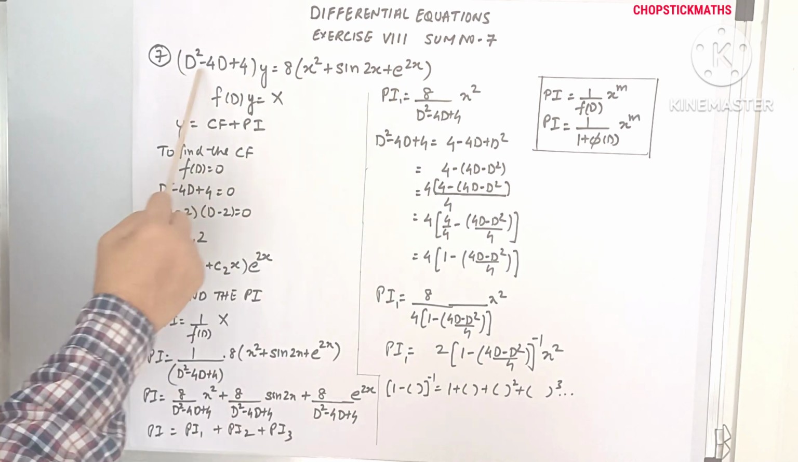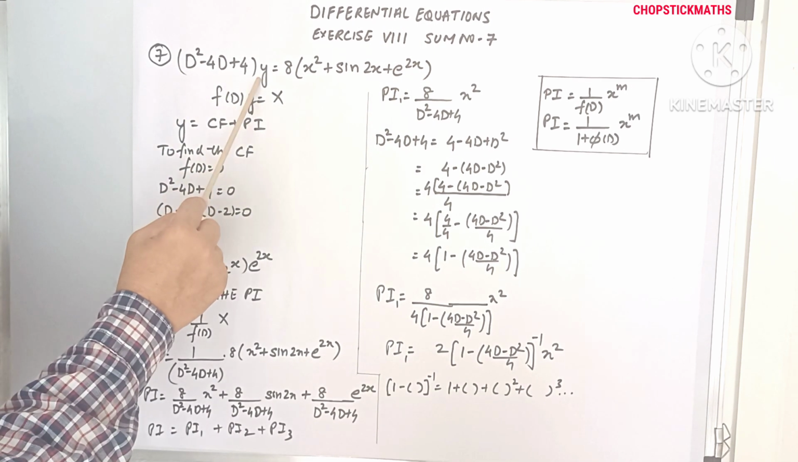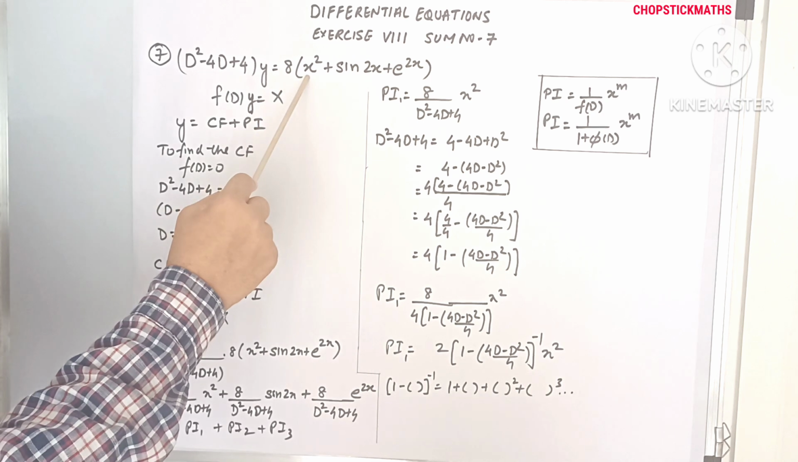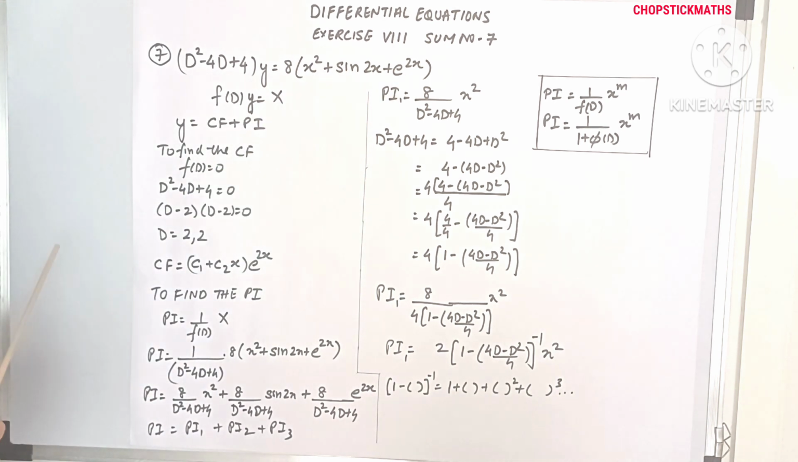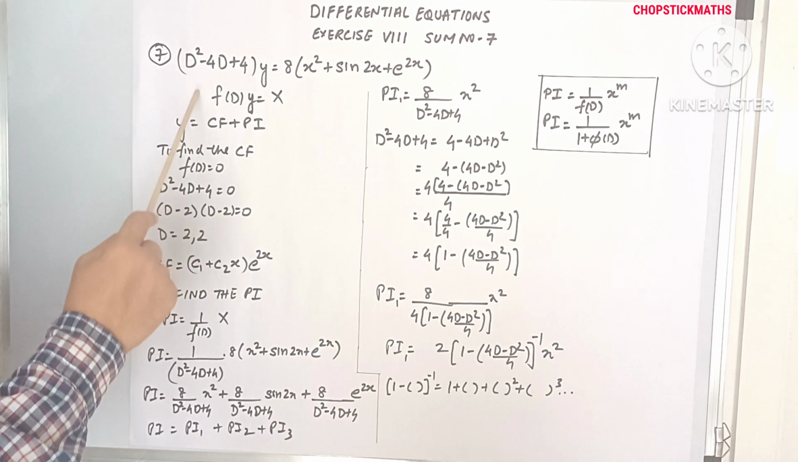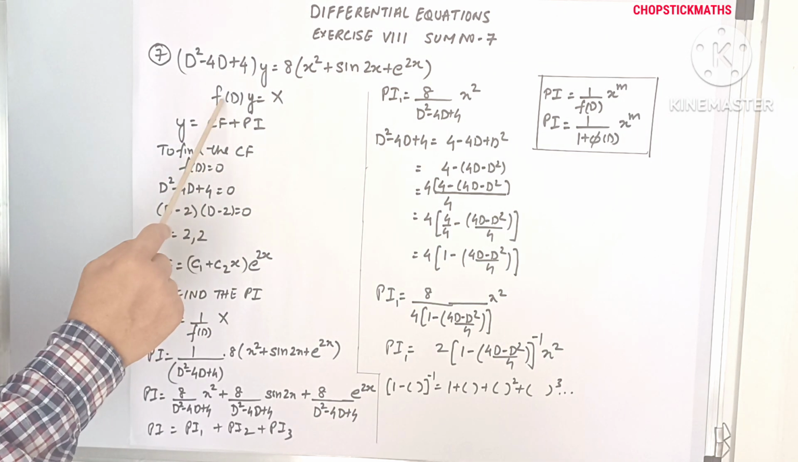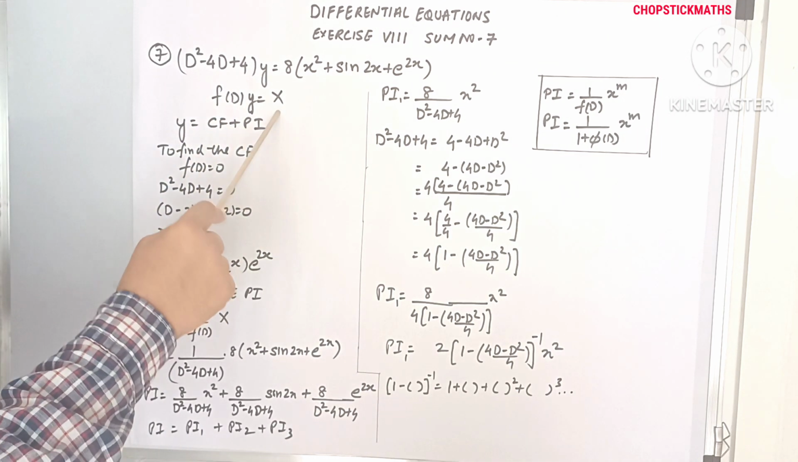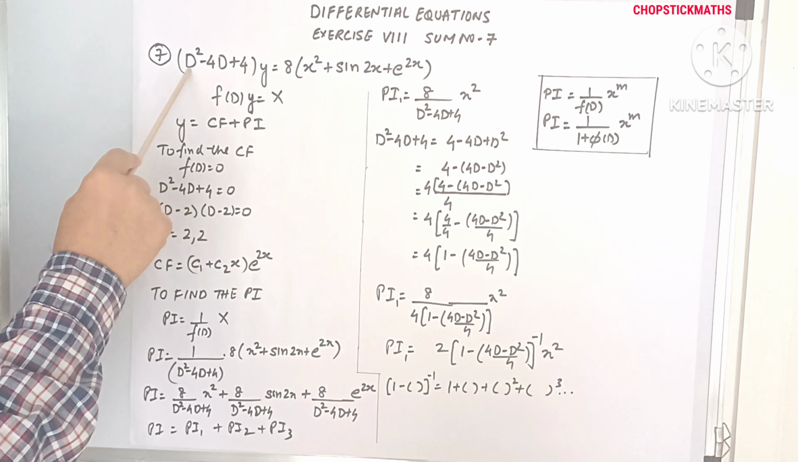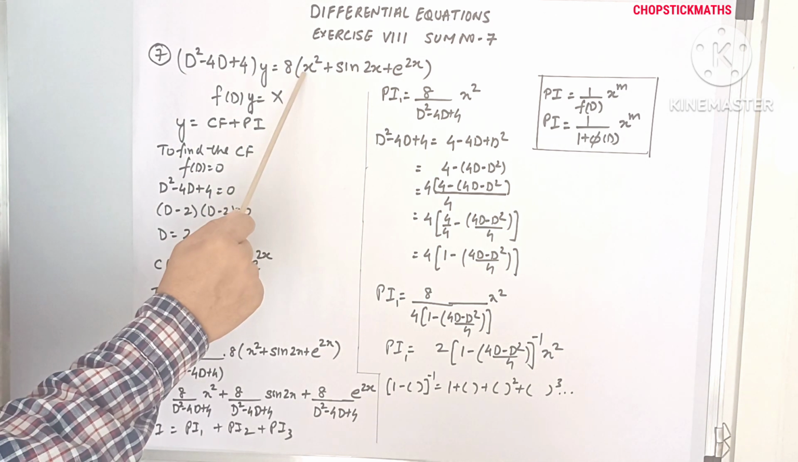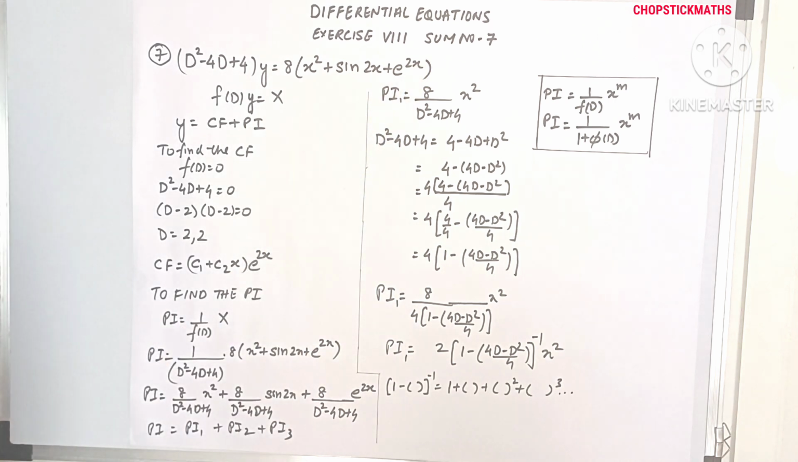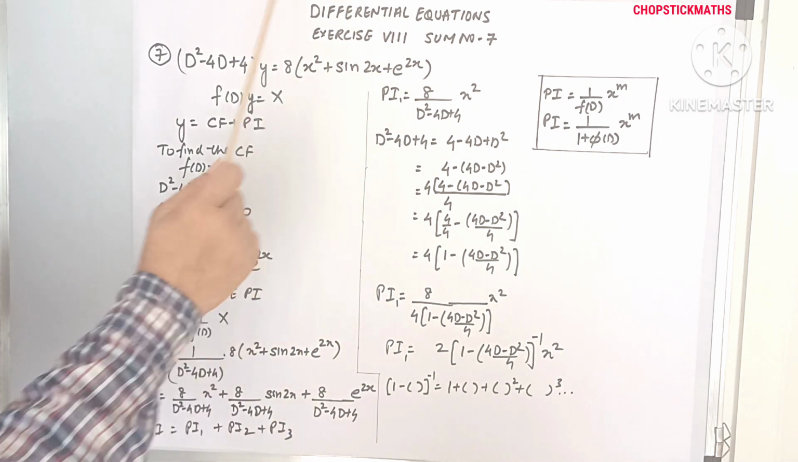The given differential equation is (D² − 4D + 4) y = 8(x² + sin 2x + e^(2x)). Now the general form of this differential equation is f(D) y = X, where f(D) is D² − 4D + 4 and capital X is 8(x² + sin 2x + e^(2x)).